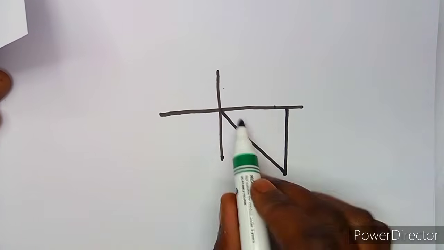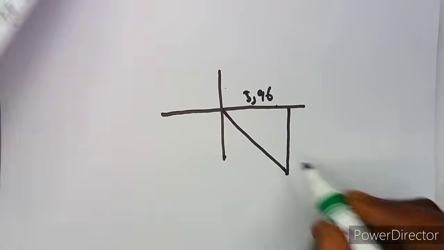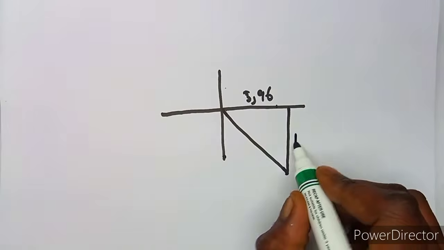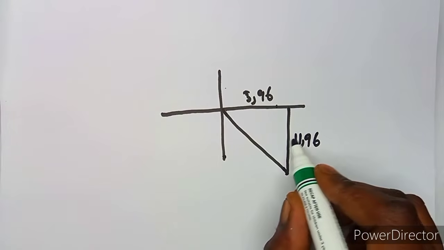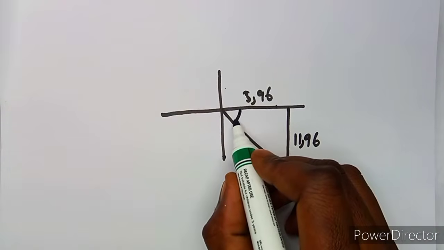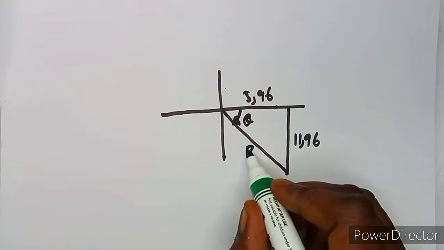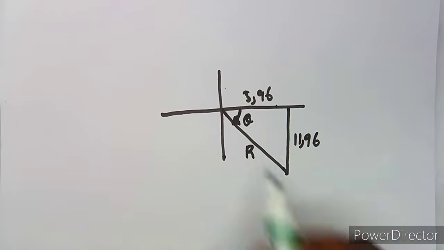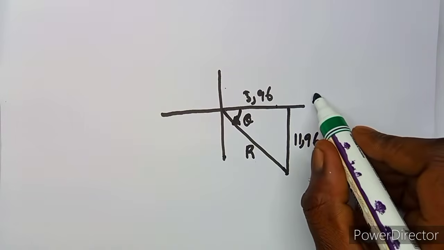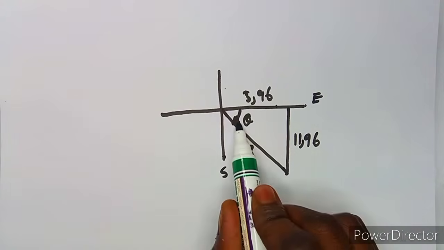All right, so this is the horizontal, which is 3,96, like this, and this is your vertical here, which is 11,96. So the negative does not matter because already it's in the down, which is a negative. Okay, so this is going to be the direction, which is theta, and this is going to be the resultant. As you can see, it's in the east versus south. So your angle is going to be east theta to the south. So that is going to be our resultant.